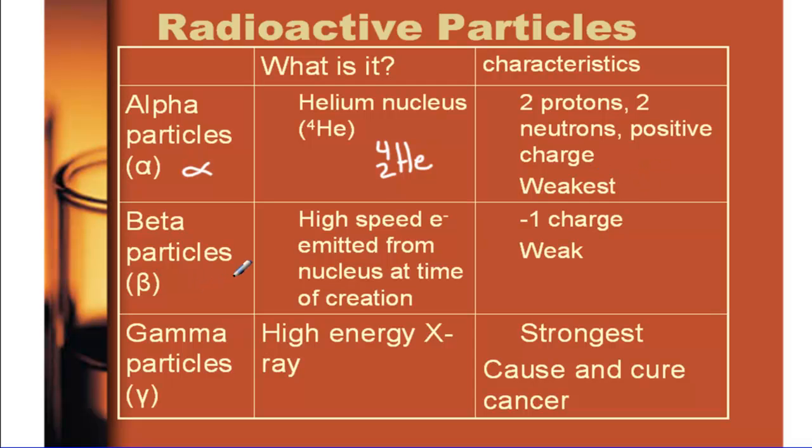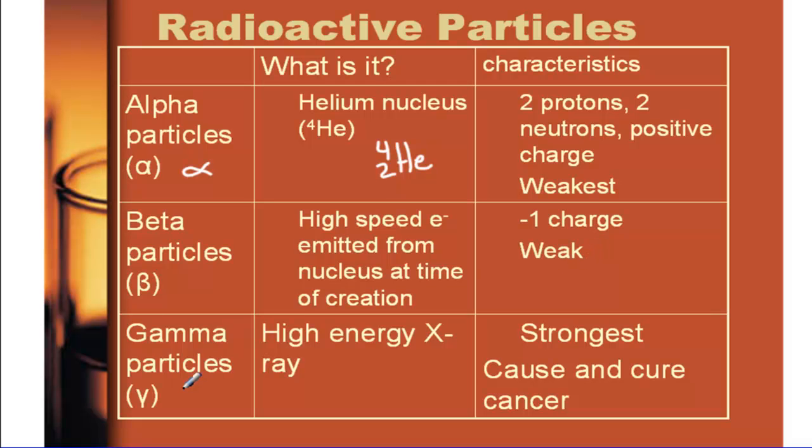The beta particles are high-speed electrons that are emitted from the nucleus when they're created, because remember that electrons can't be in the nucleus. So because it is an electron, it has a -1 charge, and these are still weak, but they're a little bit stronger than an alpha particle. An alpha particle can be stopped by a sheet of paper. Beta particles need a little bit more to be stopped, but they can be stopped by like a book or your skin or something like that.